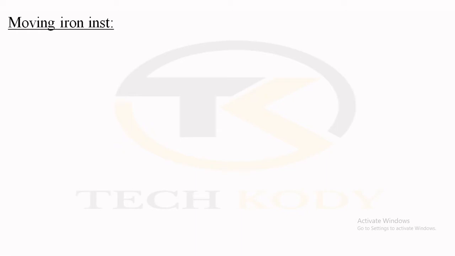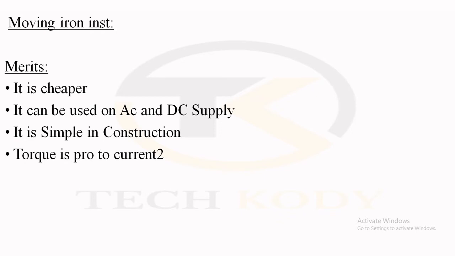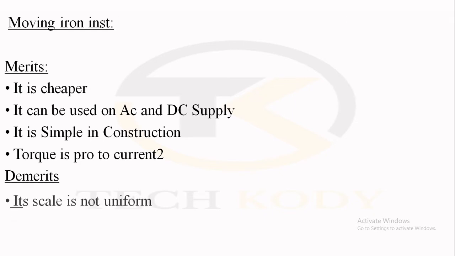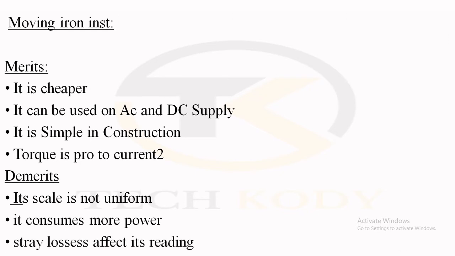One is attraction type, another one is repulsion type moving iron instruments. The merits of these moving iron instruments are: it is cheaper, it works on both AC and DC, it is simple in construction, and the torque is proportional to I square, that is, it has more deflection torque. The demerits of this moving iron instrument are that the scale is not uniform, it consumes more power, and the stray losses affect its reading, whereas in the PMMC meter the stray losses are absent, and in PMMC the scale is uniform, while in moving iron it is non-uniform.